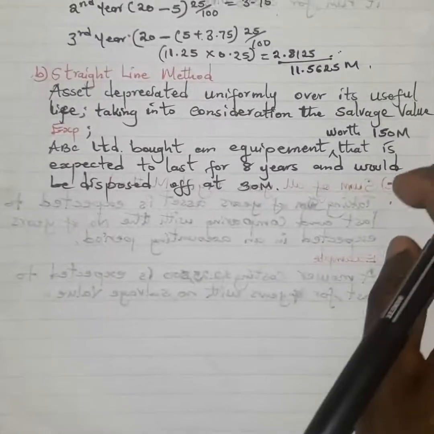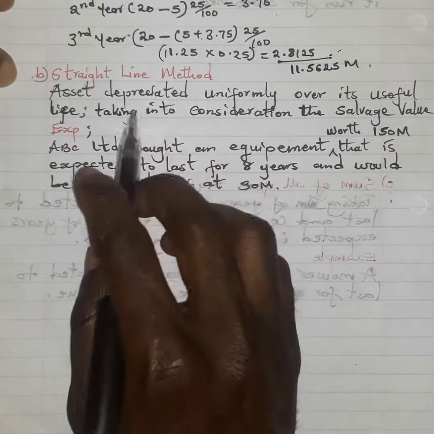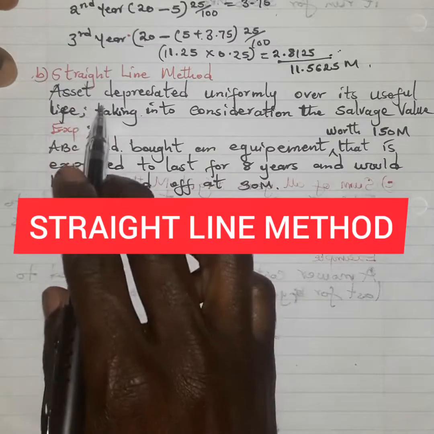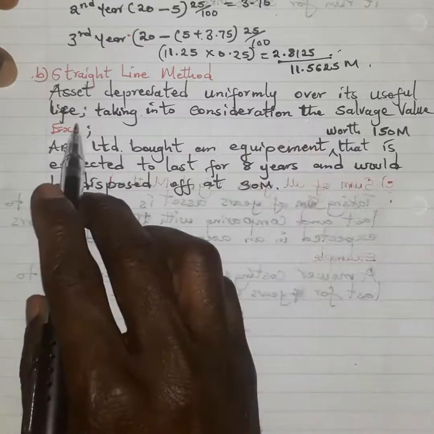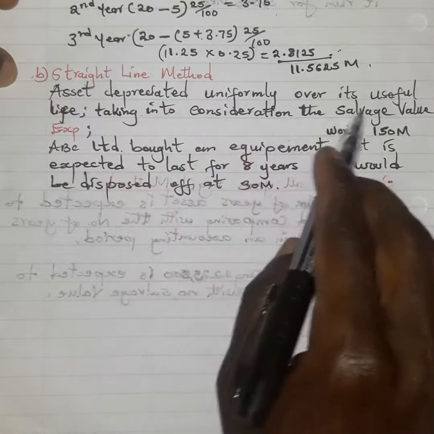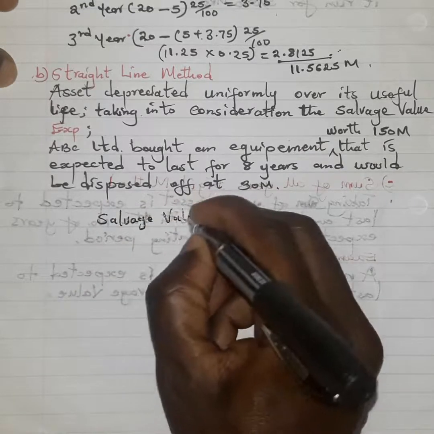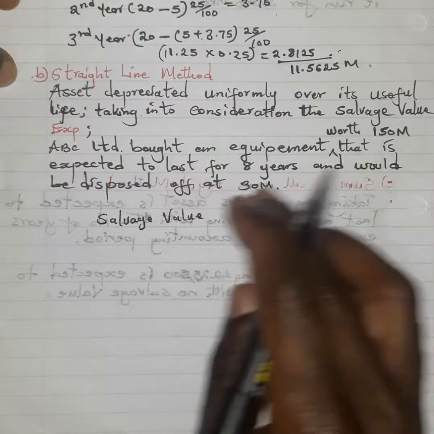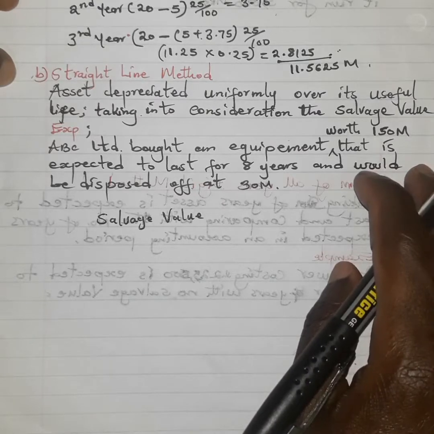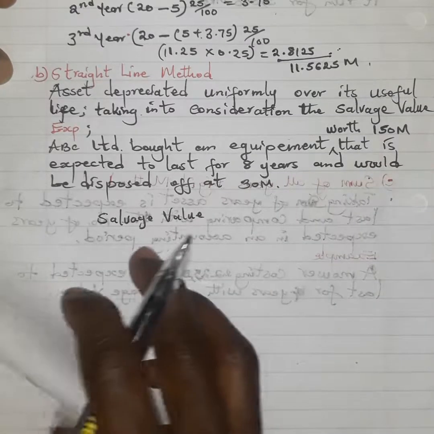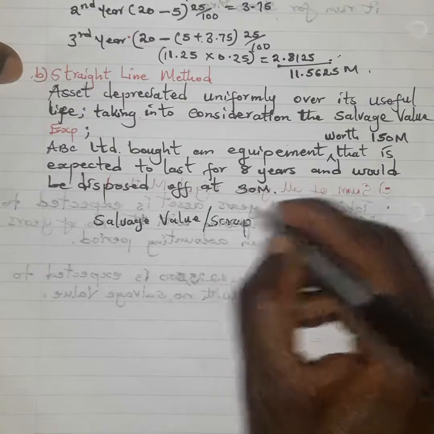And then you go to the second method, which is known as the straight line method. We say that under this method, an asset is depreciated uniformly over its useful life, taking into consideration the salvage value. Now, if you talk about salvage value, we are talking about the value that remains in the asset at the end of its useful life. And useful life refers to the duration an asset is supposed to last. It is also known as scrap value.